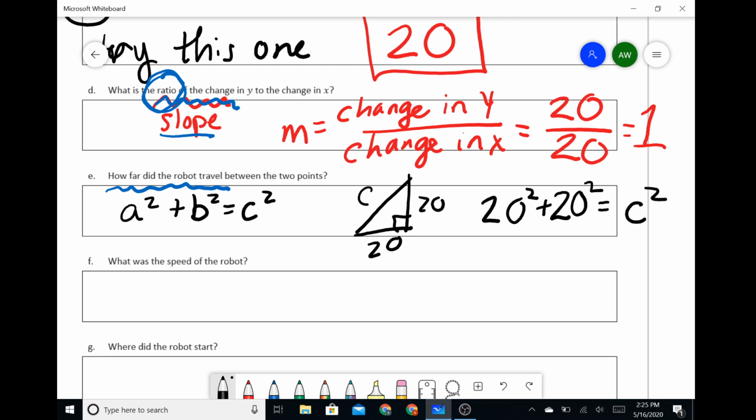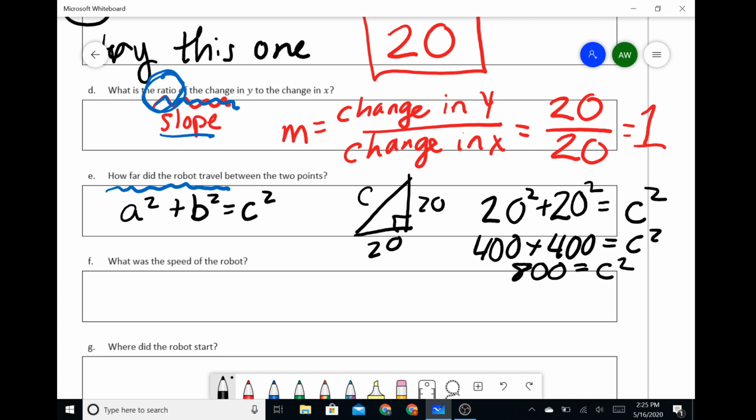Now, if you were to put this into your calculator, you can check me, and if you want to pause and take a moment to check this math, you certainly can. 20 squared should be 400, plus another 400 is equal to c squared. So 400 plus 400 is 800, which is equal to c squared. Now, some people look at this and think, now I'm done. But we are not done yet.